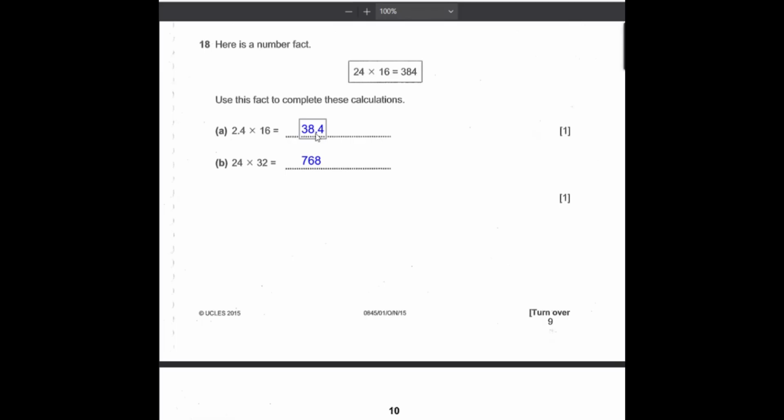It's just going to be what? 38.4. Because it was 24, it becomes 2.4. That means we put the decimal point after one digit. So we put the decimal point after one digit in the answer.